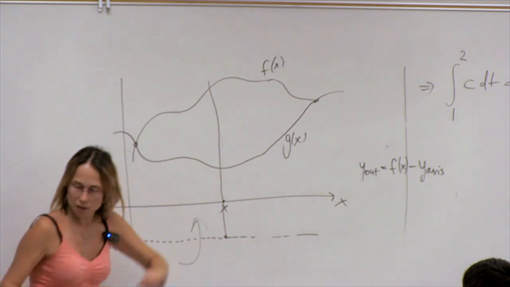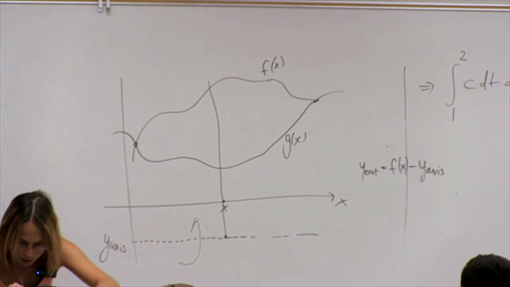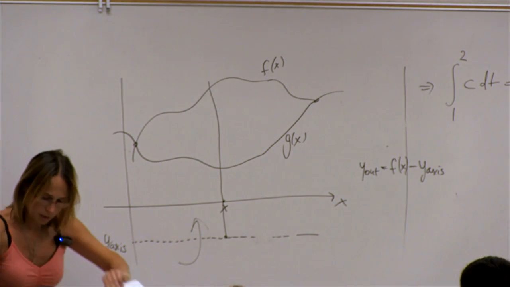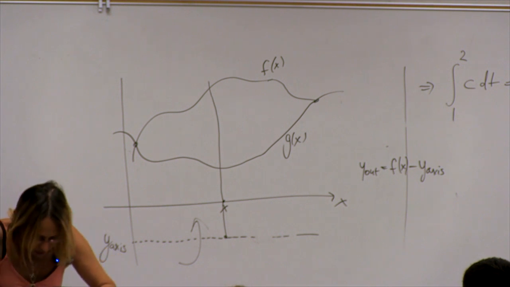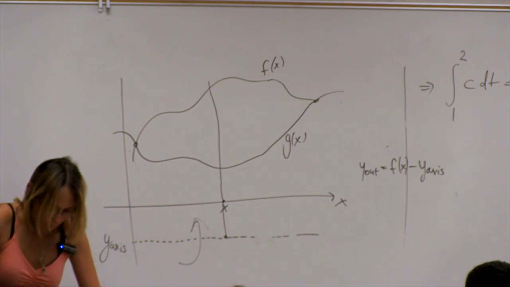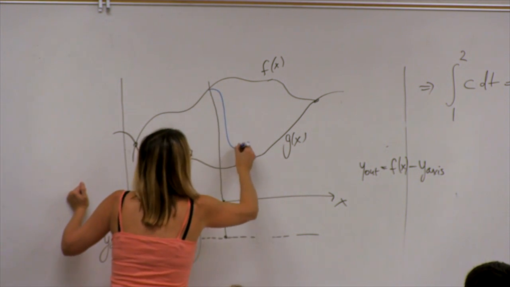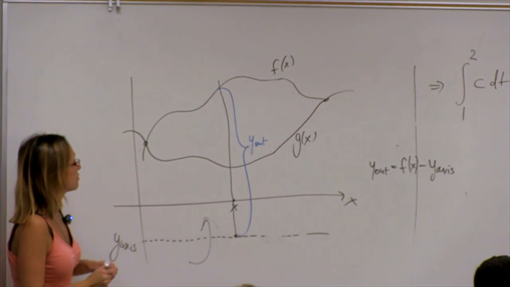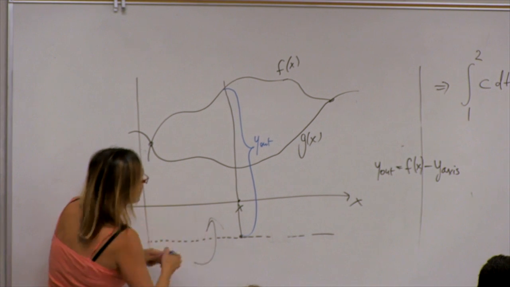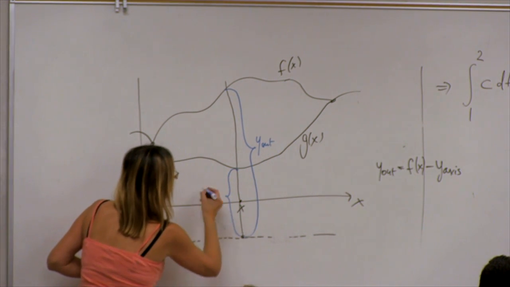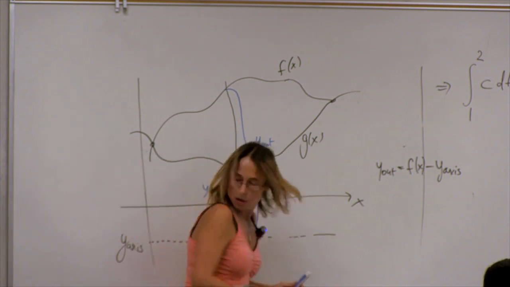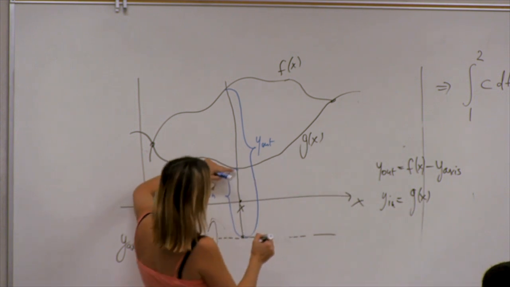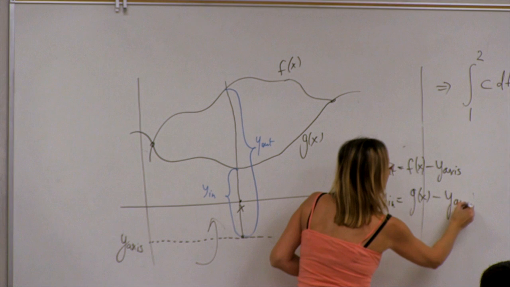That's my y outer. So this is y out, corresponding to this value of x. What's y in? That's this distance between here and here. So this is y in, and it's equal to g of x, this function, minus y-axis.